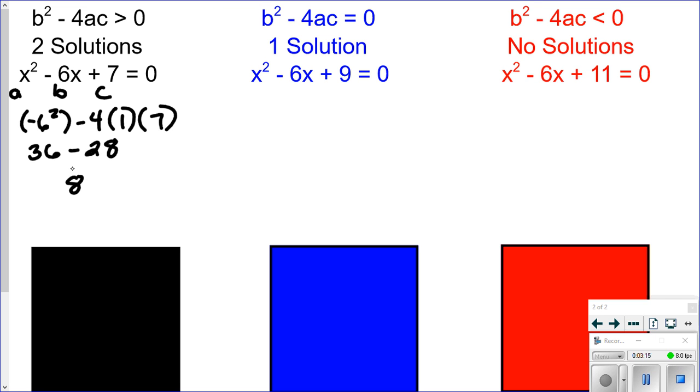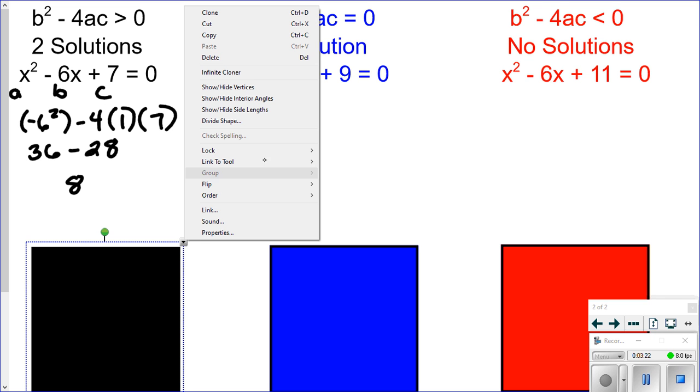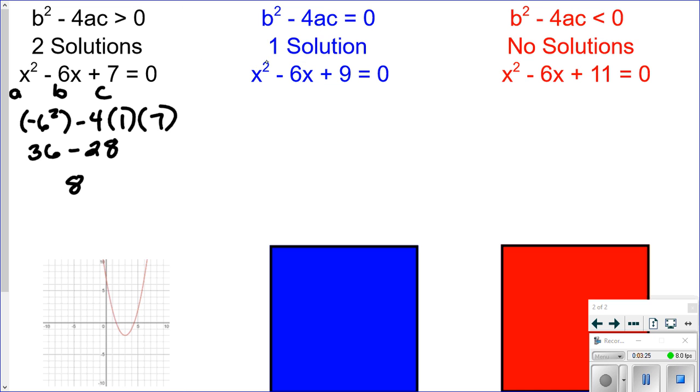In this case, the discriminant is greater than 0. That tells us that there's going to be two solutions. Let me just get rid of this box here. This is the graph of that quadratic equation. And you can see that it makes contact with the x-axis in two locations. That's why there's two solutions. There's a solution here, and there's a solution there. Again, the whole point of the discriminant is just to let me know ahead of time, before I do any other work, how many solutions there are to this.